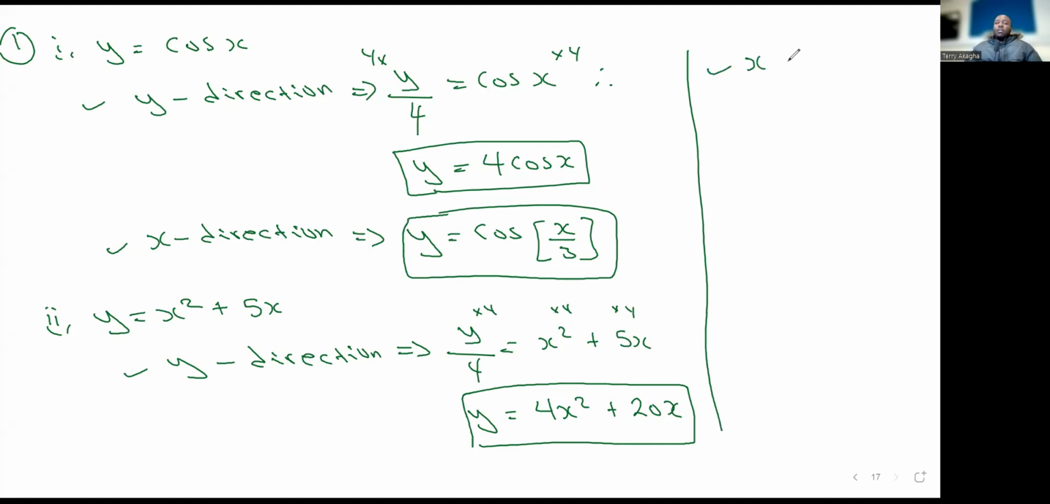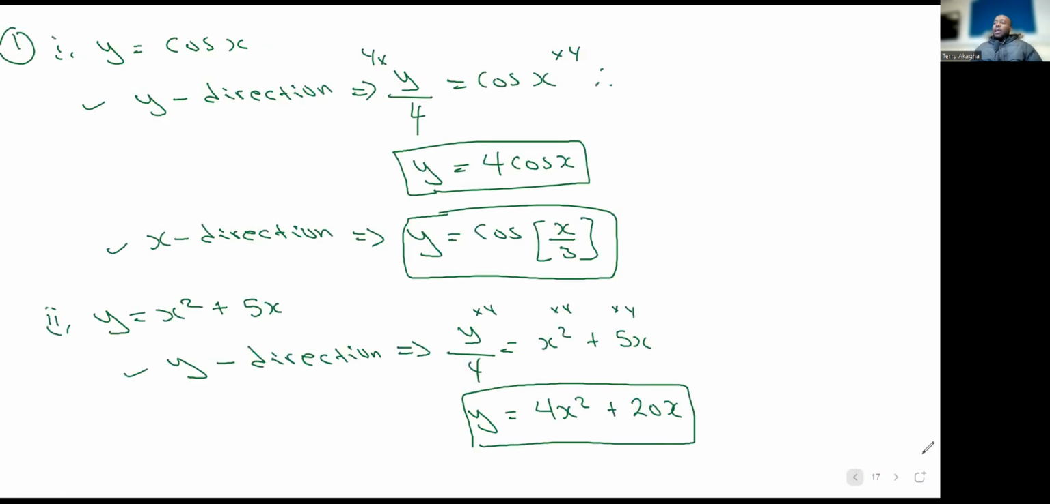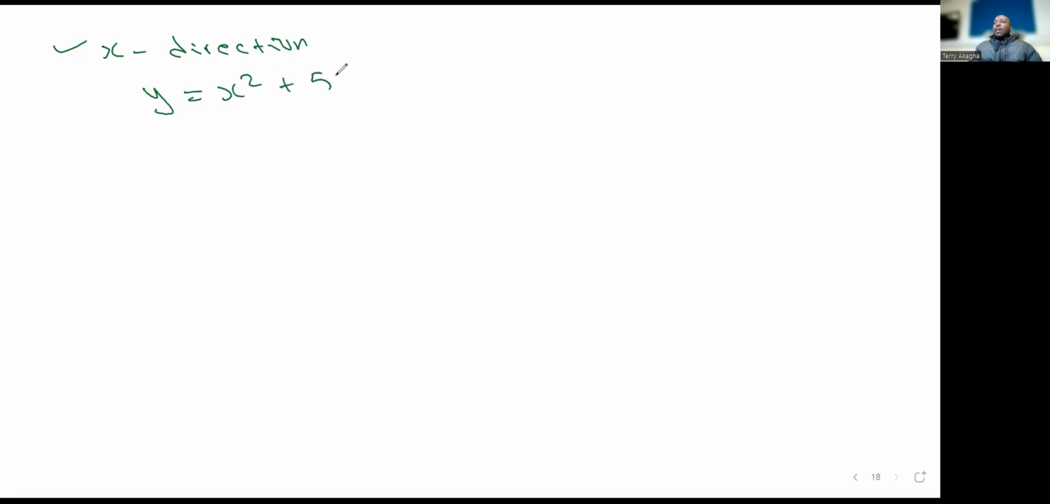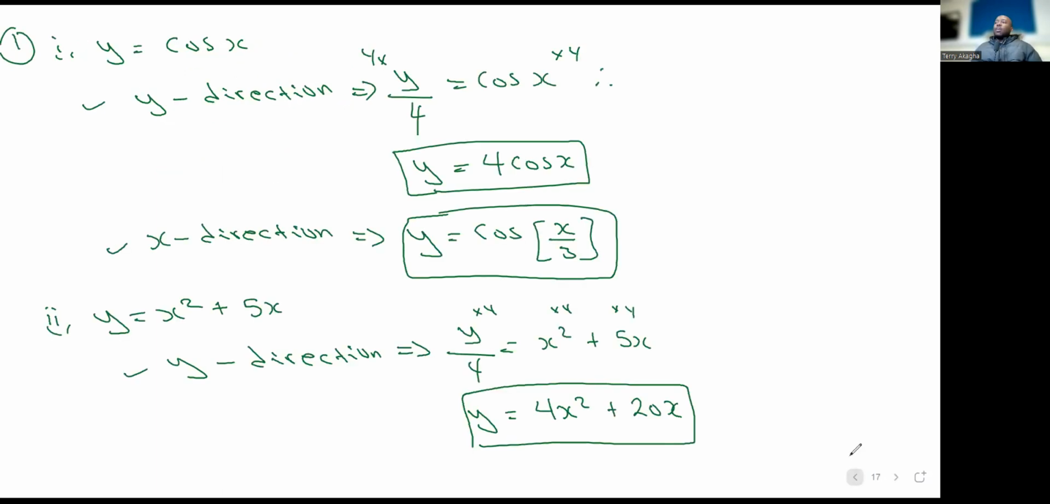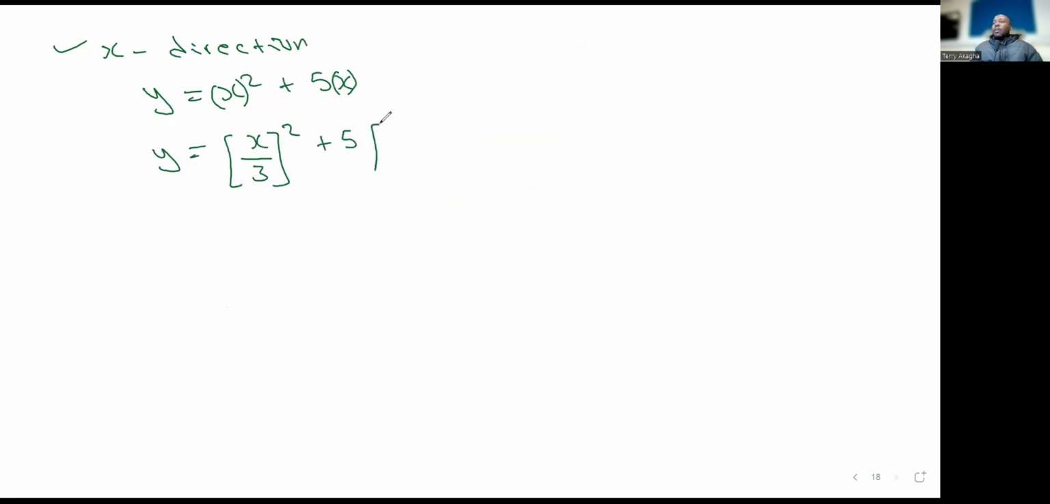But if it's in the x direction, let me just use another page. So the next one, in the x direction, you replace all the x. We had y is equal to x squared plus 5x. So in the x direction, you replace all the x, this x here and this x here, with x over 3 because we're meant to stretch it by a factor of 3 in the x direction. So it'll be x over 3 squared plus 5x over 3.